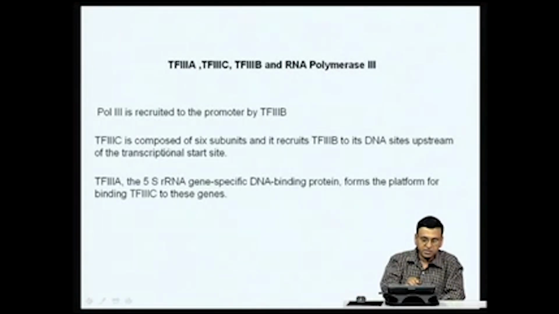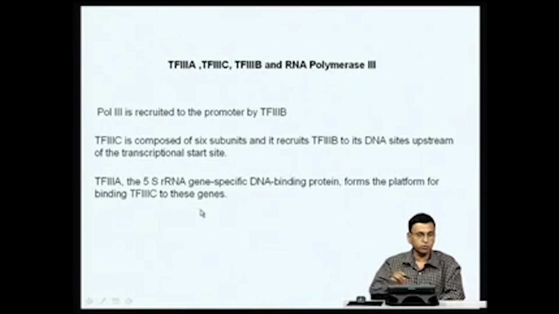So, polymerase III is recruited to the promoter by TF3B, and TF3C is composed of multiple subunits, and it recruits TF3B to the DNA sites upstream of the transcription start site. As I said, each one of them is a multi subunit complex. Do not think it is as simple as what I mentioned here, it is much more complicated. TF3B, TF3C, each one of them is a multi subunit complex, and each subunit has a very important regulatory role. And TF3A, which is the 5S rRNA gene specific DNA binding protein, forms the platform for binding of TF3C to these genes.